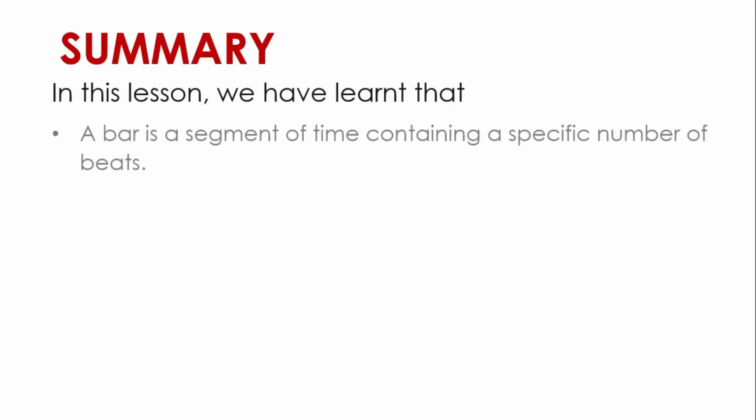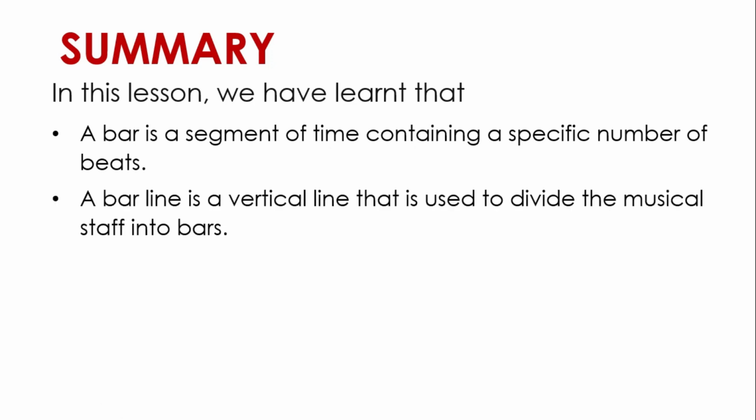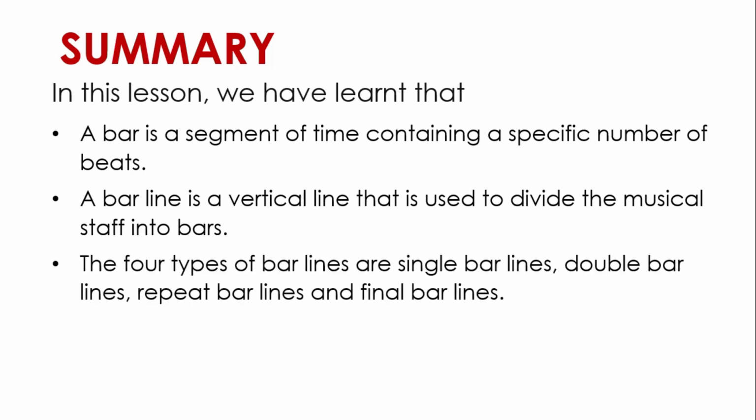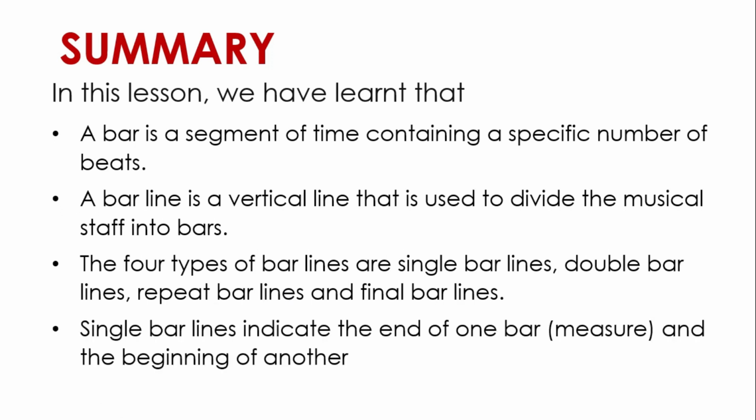In this lesson, we've learned that a bar is a segment of time consisting of a specific number of beats, and the bar line is a vertical line that is used to divide the musical staff into bars. There are 4 commonly used types of bar lines in music, and the 4 types are the single bar lines, double bar lines, repeat bar lines, and final bar lines. Single bar lines indicate the end of one bar and the beginning of another bar.